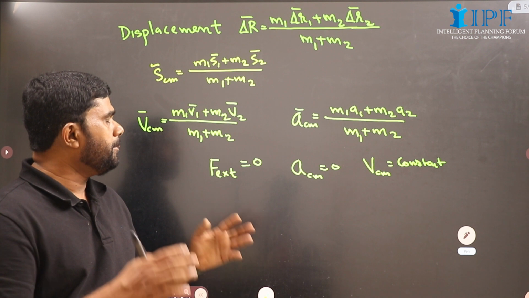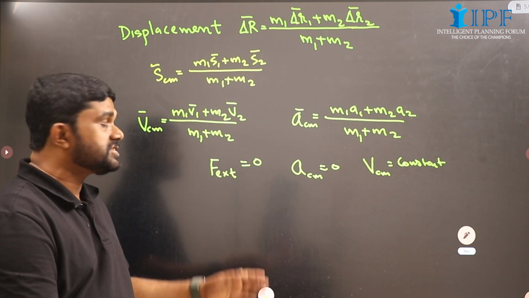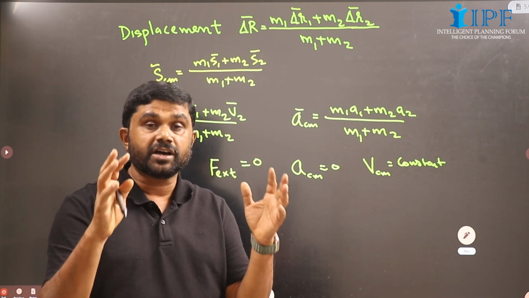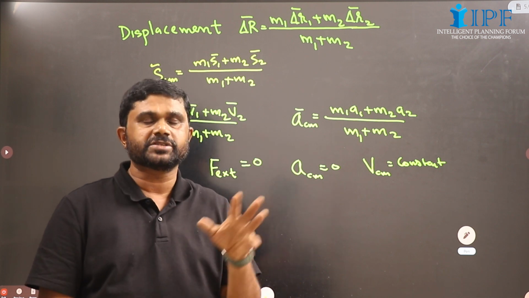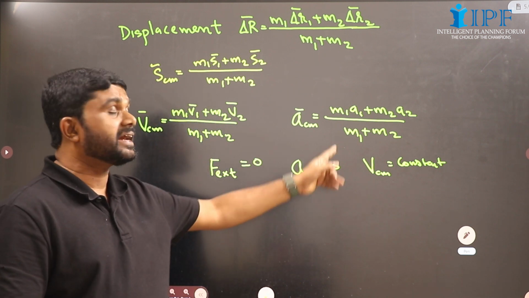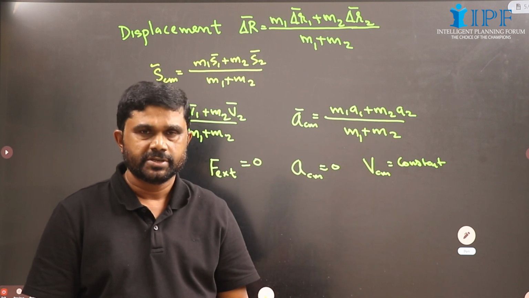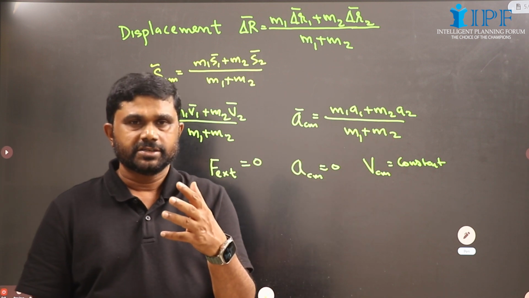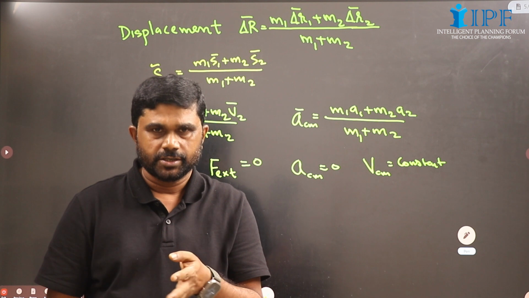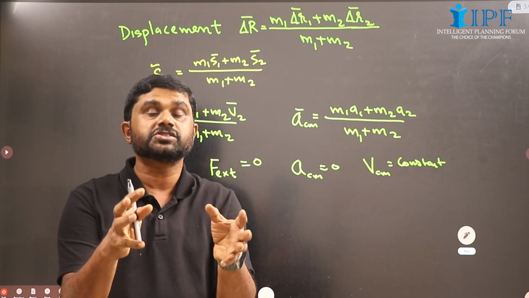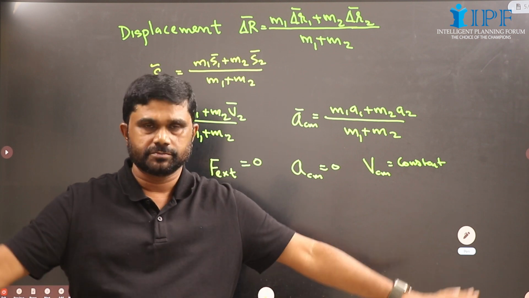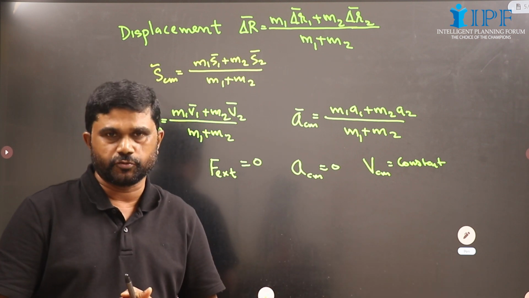Now the main thing in this case is that when there is no external force acting on a system, the acceleration of the center of mass is 0. Acceleration means change in velocity per second. So acceleration of the center of mass being 0 means the velocity of the center of mass will not change when there is no external force.